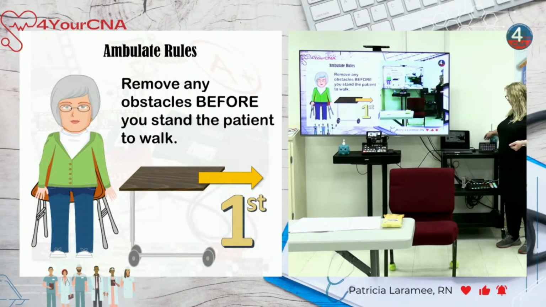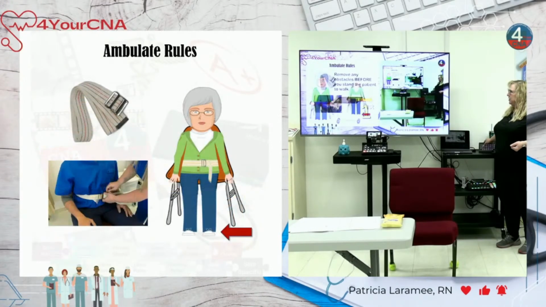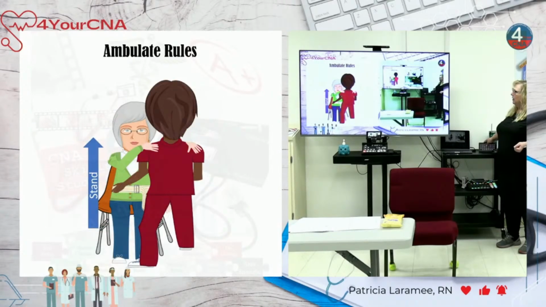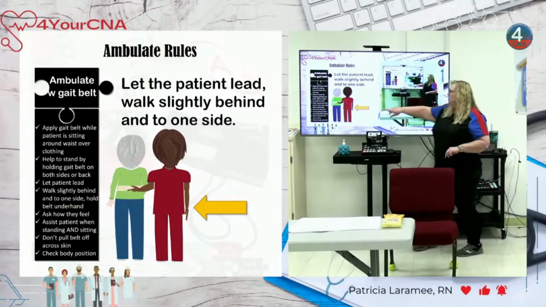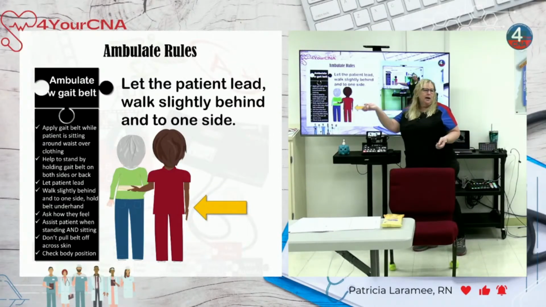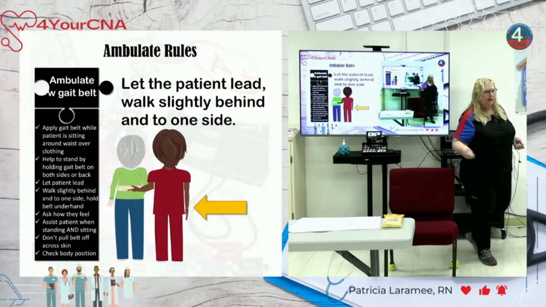Remember that we remove any obstacles before we stand our patient to walk. We're going to put the gait belt on and make sure that they have shoes. So we want to say something out loud: I see you have shoes on. We're going to stand at an oblique angle, grab the gait belt around the sides or back, and count to 3 when we lift. We're going to ask if they're dizzy, and then we're going to let them lead. We want to walk slightly behind and to one side, and make sure that you're holding that gait belt underneath in an underhand grip at the small of their back.